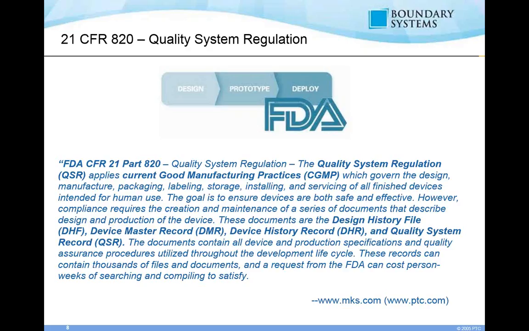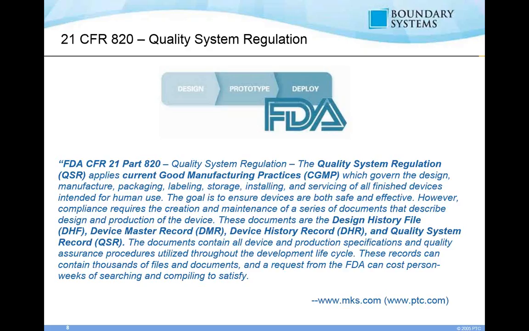So once again, the quality system regulations or QSR applies to current good manufacturing practices, which governs the design, manufacturing, packaging, labeling, storage, installation, and servicing of all finished devices intended for human use. That's just simply understanding what the device is, making sure all your practices, a lot of your SOPs, are in place and where people can find them, and you can make sure you can prove that the SOP is saying this, and this is exactly what we're doing.